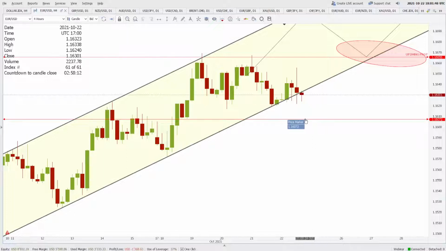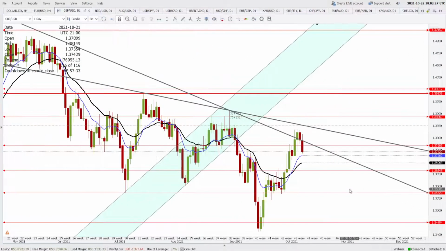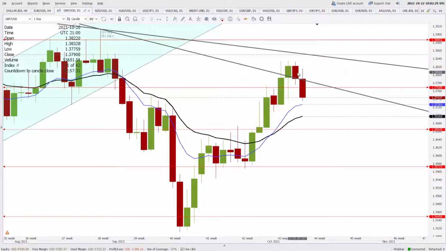Right now 1.1607 is the support and 1.1665 is the resistance in the Euro USD. Let us have a quick look at the GBP USD. Yesterday we saw that the candle tried to make a higher high, but it failed to do so. Day before yesterday, the candle's high was at 1.3834.